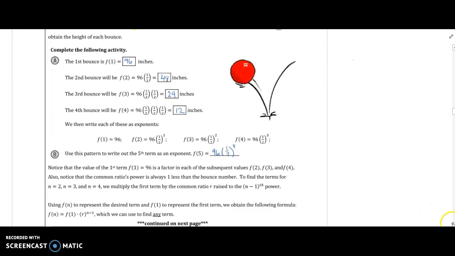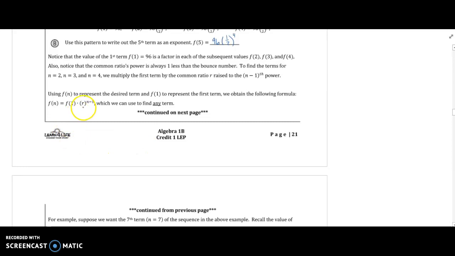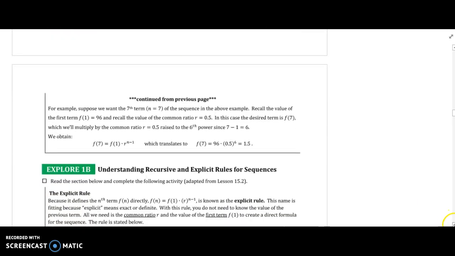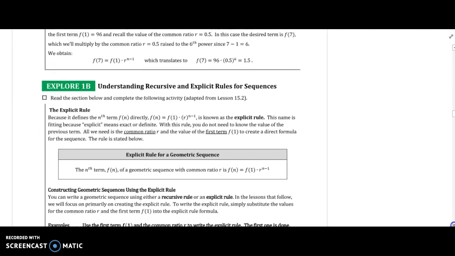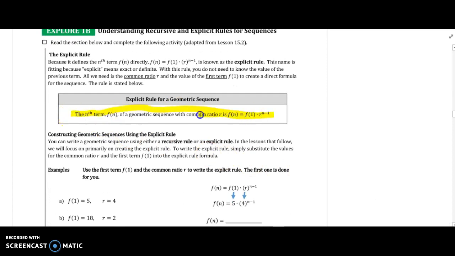Also notice that the common ratio's power is always 1 less than the bounce number. To find the terms for n equals 2, n equals 3, and n equals 4, we multiply the first term by the common ratio raised to the n minus 1th power. That just means if we're looking for the fourth term, if n is 4, then the power of the ratio is going to be 3. If n is 5, if we're looking for the fifth term, the power of the common ratio is going to be 4, right? So it's always going to be one less than the term that we're actually looking for. So now that gives us a formula to find any term in a geometric sequence. We just have to take the first term and multiply by the common ratio raised to one less than the actual term that we're looking for. So now we have the explicit rule for a geometric sequence right here.